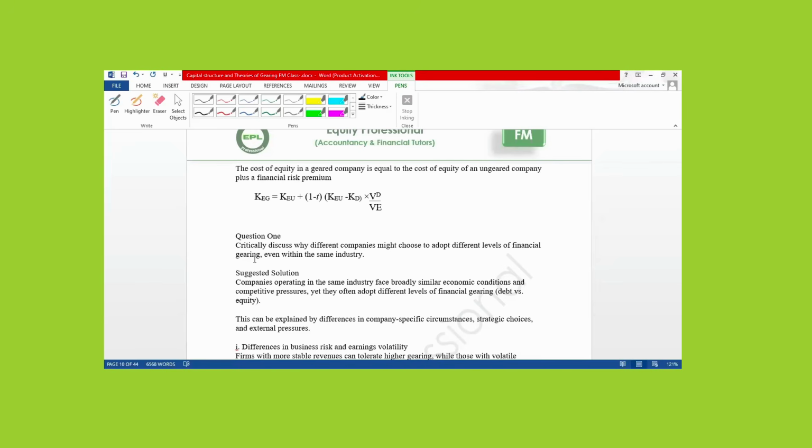Look at Zenith Bank. Look at Guarantee Trust Bank. These two companies, they are in the same banking sector, yet they have different levels of financial gearing. Why? What the examiner is technically asking you is, what are the factors that determine the choice of capital structure? Your choice of capital structure will determine your level of financial gearing.